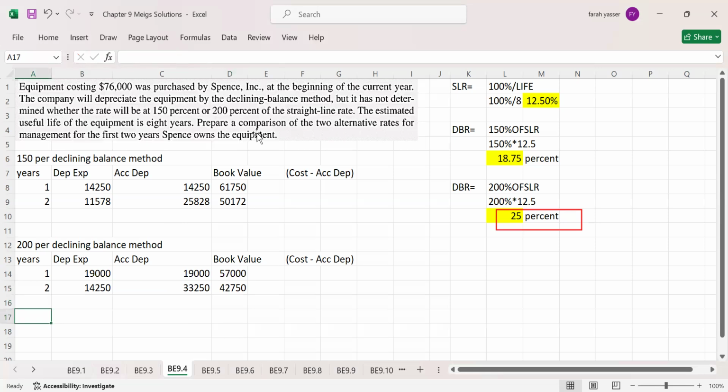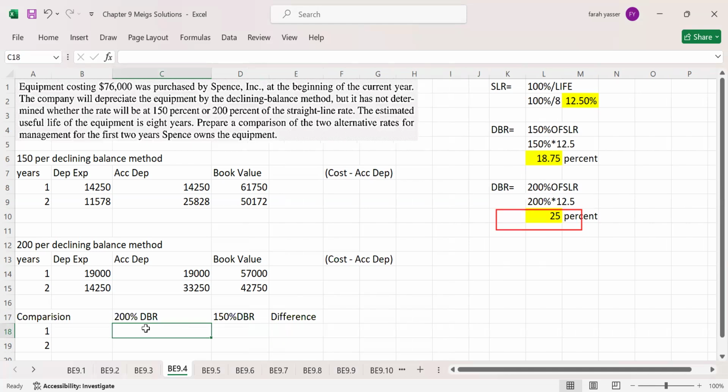Next thing which is required is the comparison of the two alternative rates. So now the comparison for year one and year two. For comparison, first of all we have the 200% declining balance rate, and we compare it with the 150% declining balance rate, and then at last we will take the difference so that we can compare it.